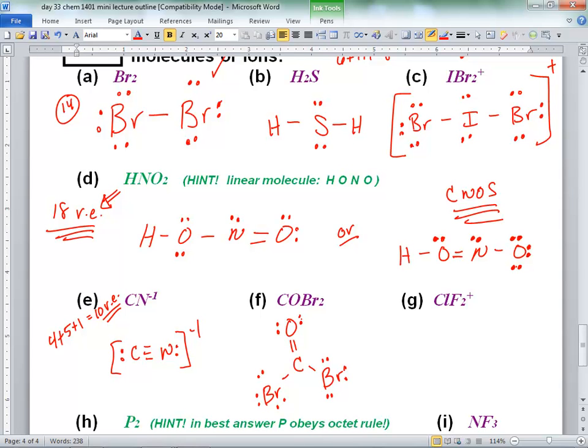Yes, because it didn't say linear. So that means C has to be in the middle. So it has to be C surrounded by an oxygen and 2 bromines.